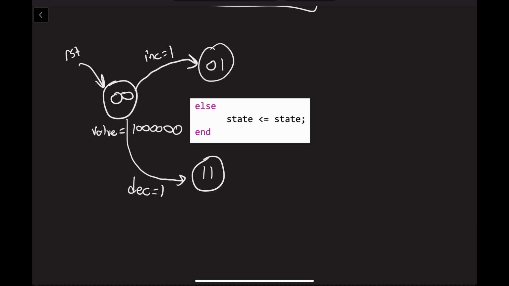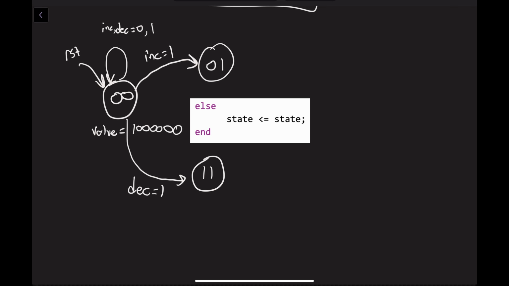Else, in every other condition, so increment equals 0, decrement equals 0, so both of them equal to 0, both of them equal to 1, or some other state, I need to stay in the state I'm in. So this is increment and decrement both equal to 0 or 1. They have to be both the same. Okay, I think that covers what that block of code is doing.